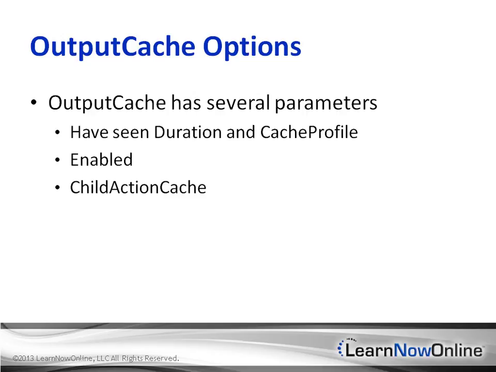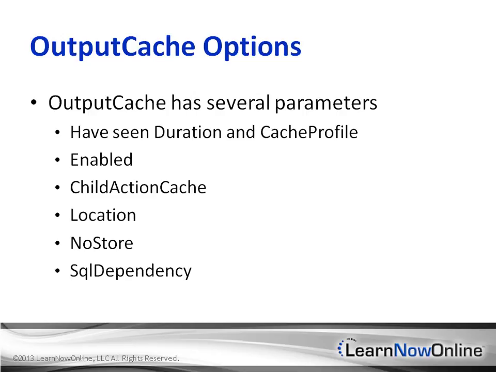Then there's a child action cache. And this gets or sets the child action cache. So you have some flexible options for specifying how the child action is cached. And then there's location, which gets or sets the location where the data is cached. And I'll have more to say about that shortly. No store is an option that gets or sets a value that indicates whether to store the cache. And it works by enabling or disabling the HTTP cache control header.